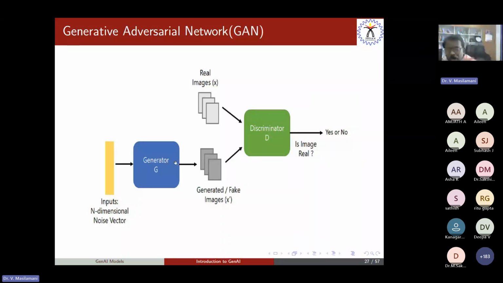At some point in time, the discriminator says yes, the generated output and the target output are the same. Then it will stop. As long as it says they are different, the change in weights of the generator and discriminator will go on. Once the discriminator says they are not different, yes, they are the same, then it will stop. Make sense?